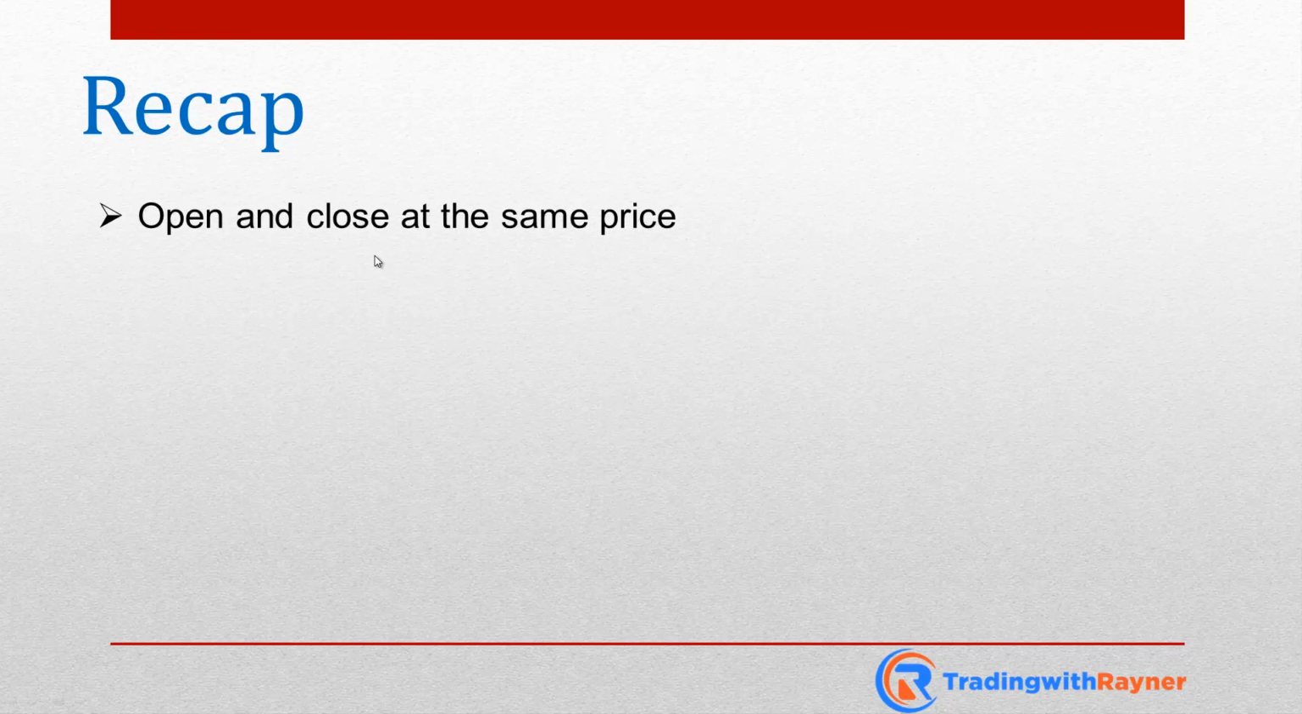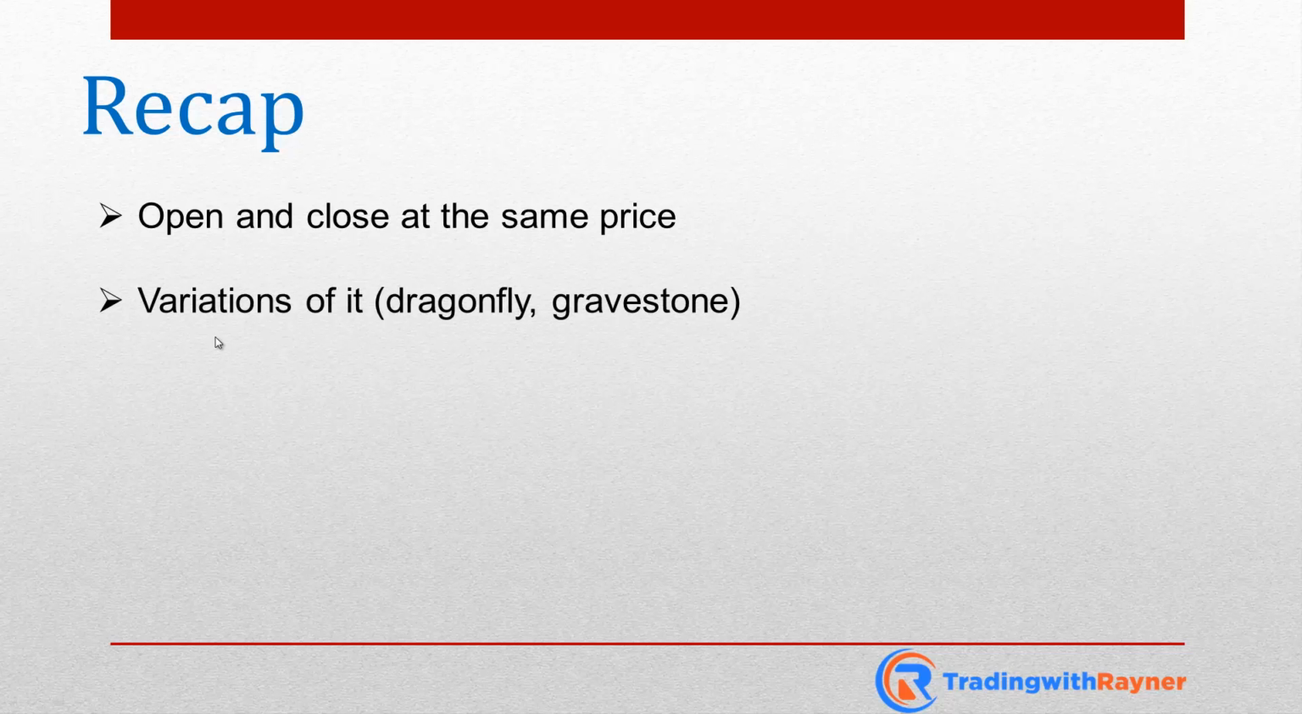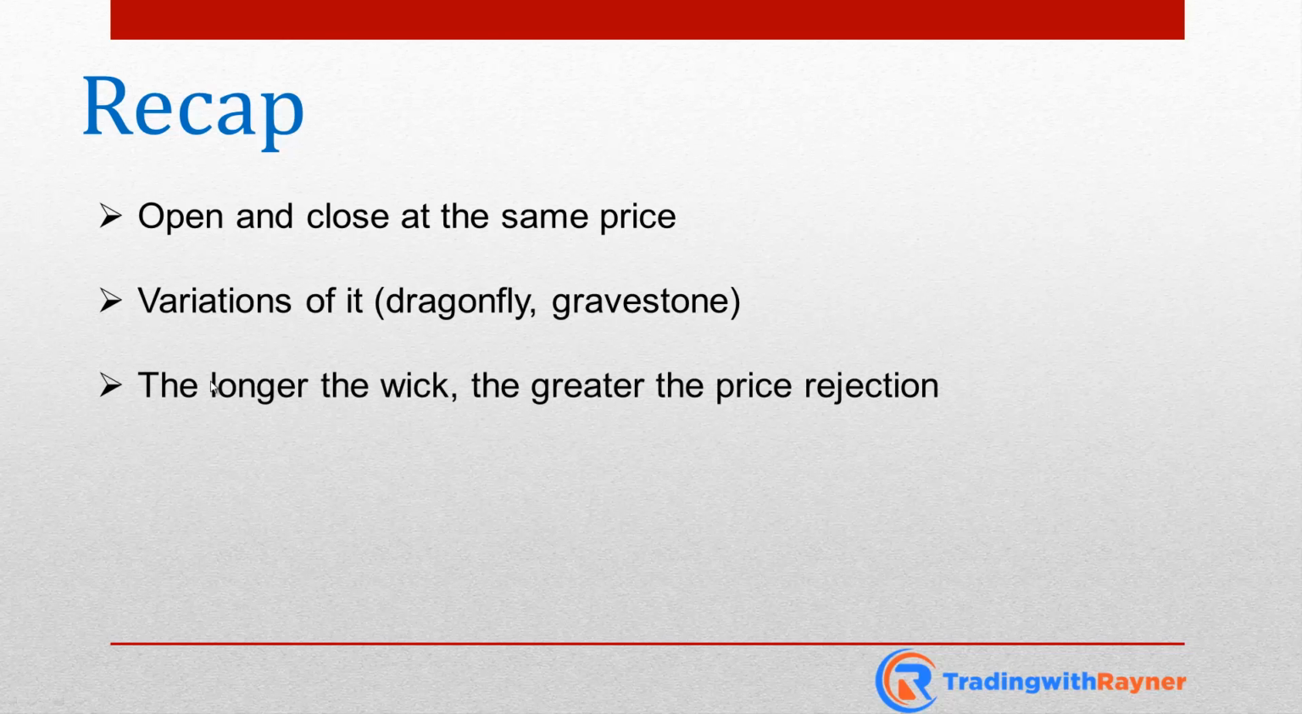Okay, so let's do a quick recap, right? Doji basically tells you that the candlestick pattern has opened and closed at the same price. But as you have seen earlier, sometimes there is just a marginal higher close or a marginal lower close, and you can consider them as a doji, right? It's not wrong. There are definitely variations of it. Dragonfly doji, which tells you bullish price rejection, and the gravestone doji, which is more of a bearish price rejection, right? And needless to say, the longer the wick, the greater the price rejection.